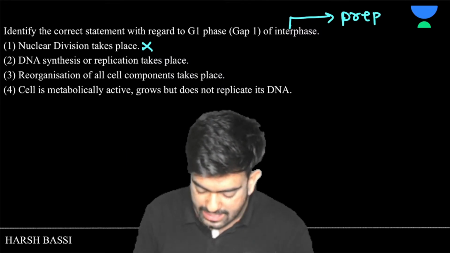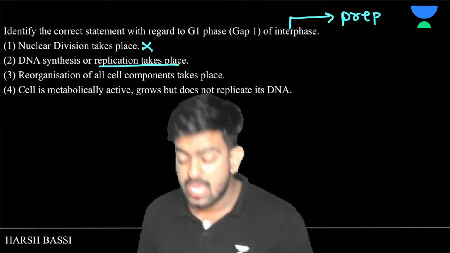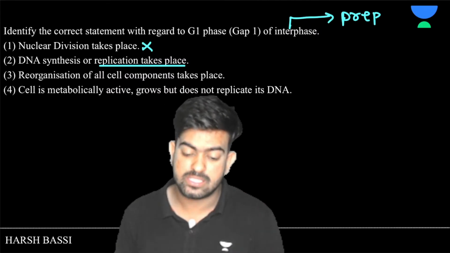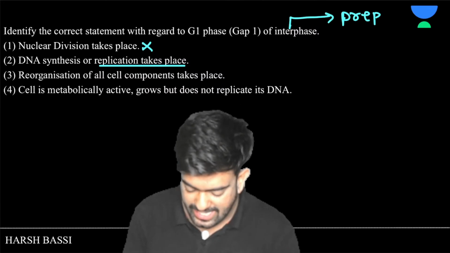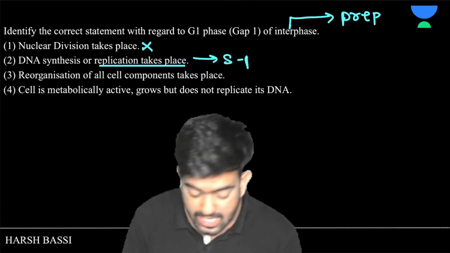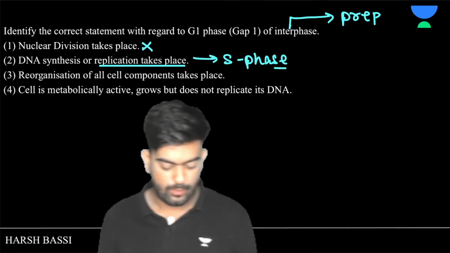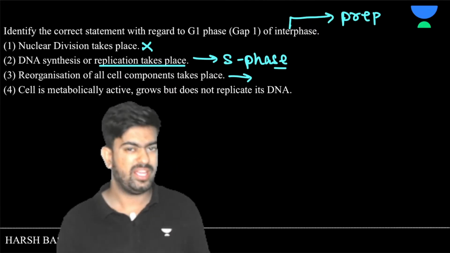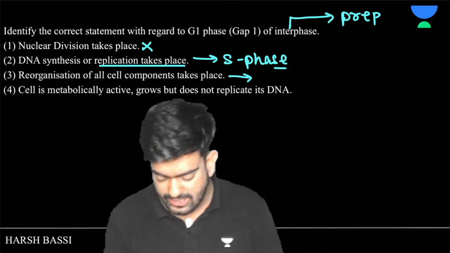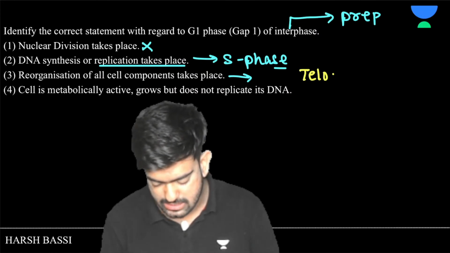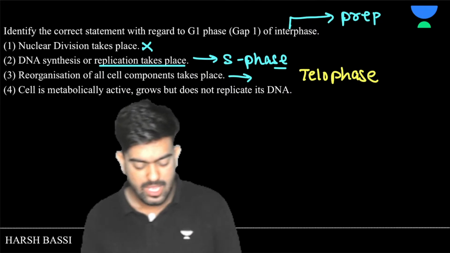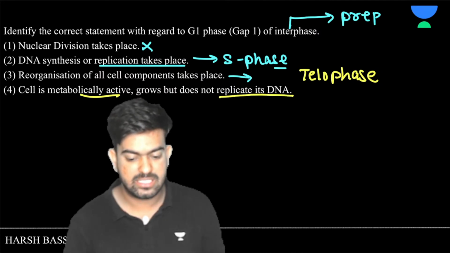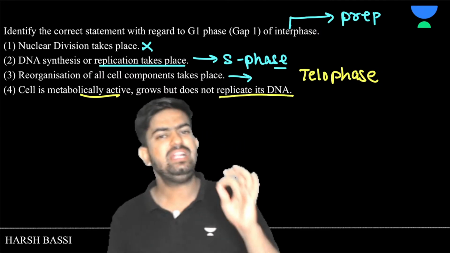Now next, what do we have? DNA synthesis or replication takes place. Is it G1? In interphase, DNA synthesis and replication takes place, but is that in G1? No. It takes place in S phase. Now, reorganization of cell components takes place. Is that so? No. It takes place in telophase. So the last one will be our answer. The cell is metabolically active but does not replicate its DNA. Yes, in G1 phase, the cell is doing everything.